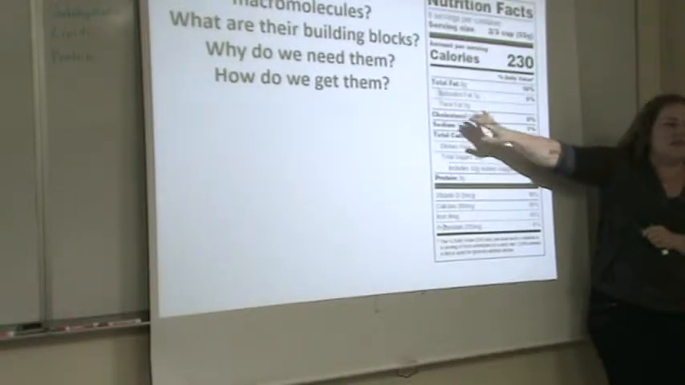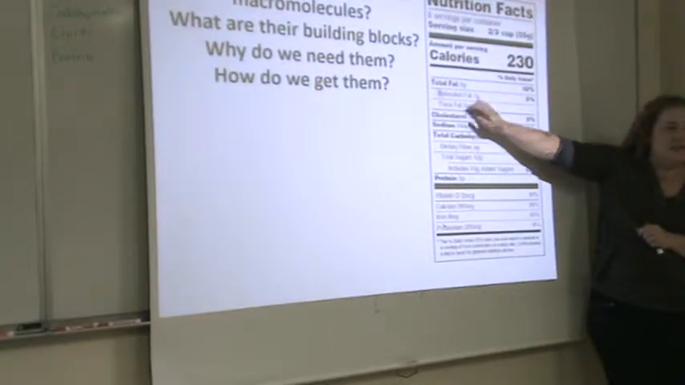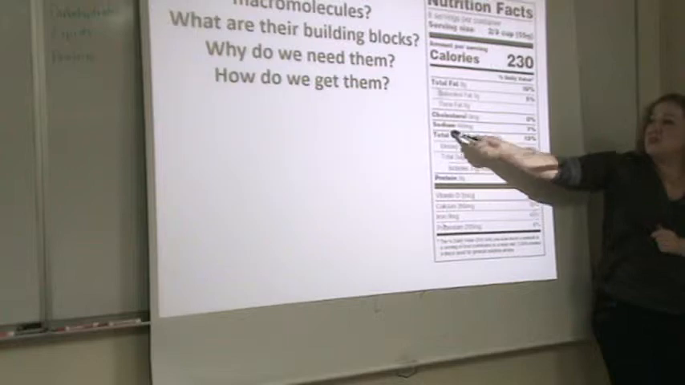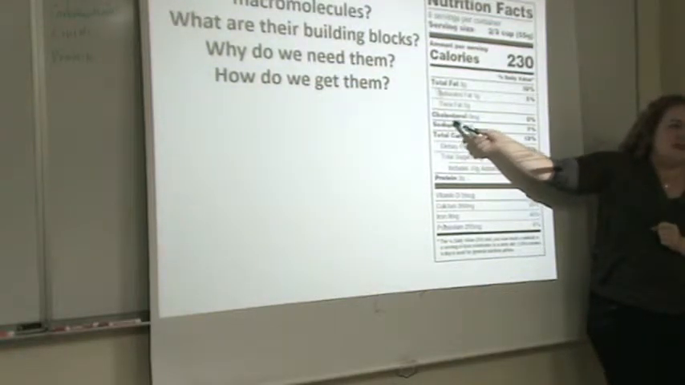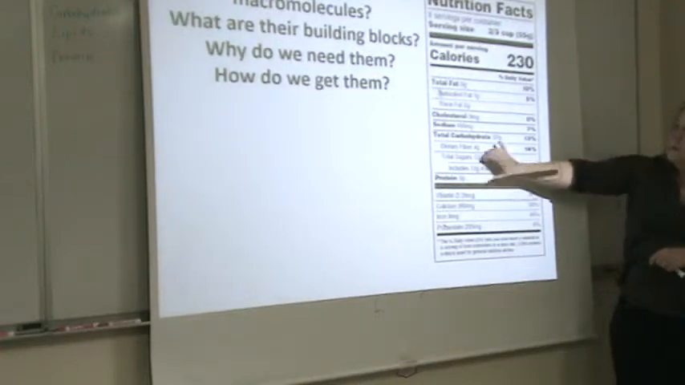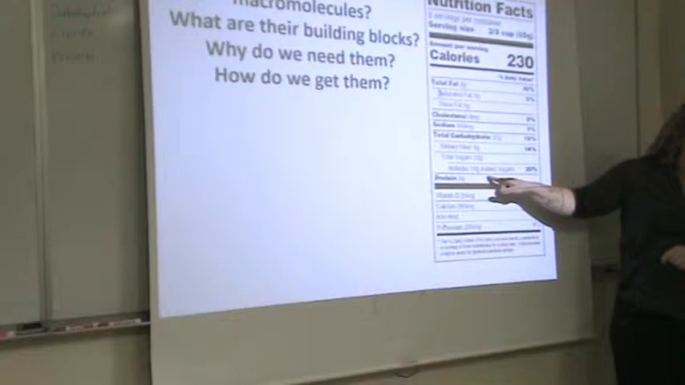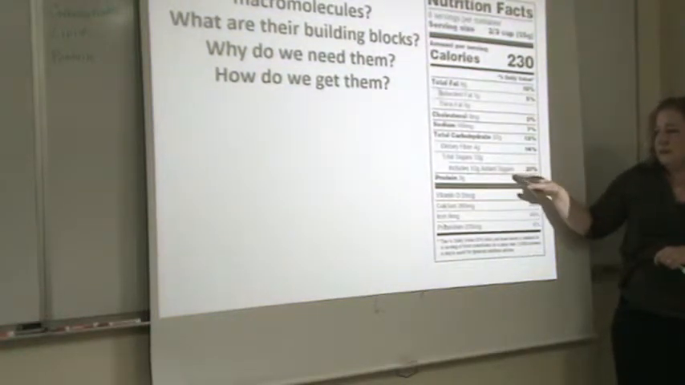We already talked about how it raises your blood pressure. Sodium is so important it gets its own line in this major section. Sodium is not a macromolecule. It's an ion. It's hugely important, but it's not included in macromolecules. Carbohydrates, including these groups, all of those are carbohydrates. And then protein down at the bottom.